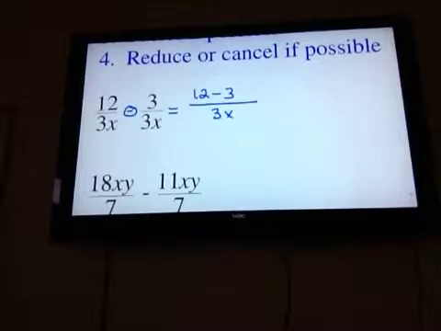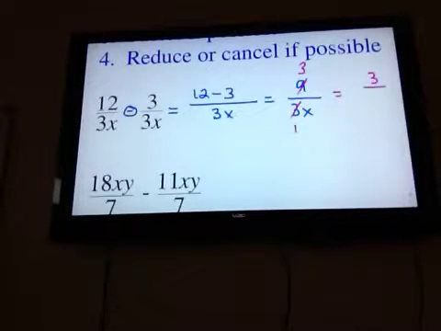Then we're going to go in order with those 3 steps. We're going to add and subtract if we can, and we can. I can take 12 minus 3. That's 9. We're going to factor if we can. We cannot factor. There's no addition or subtraction signs there to allow us to factor. Then we're going to reduce if we can, and we can. I can reduce the 9 and 3. 3 goes into itself once. 3 goes into 9 3 times. And I'm left with 3 over x.